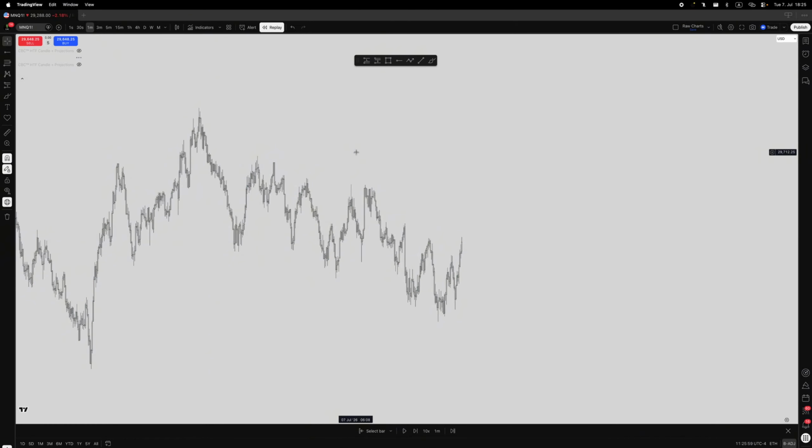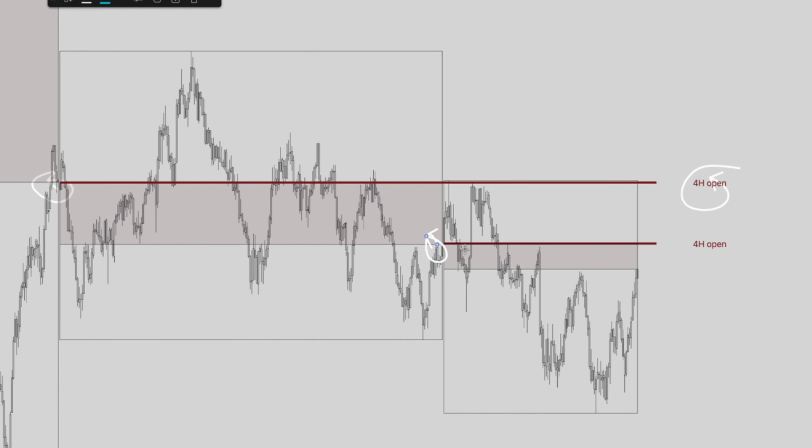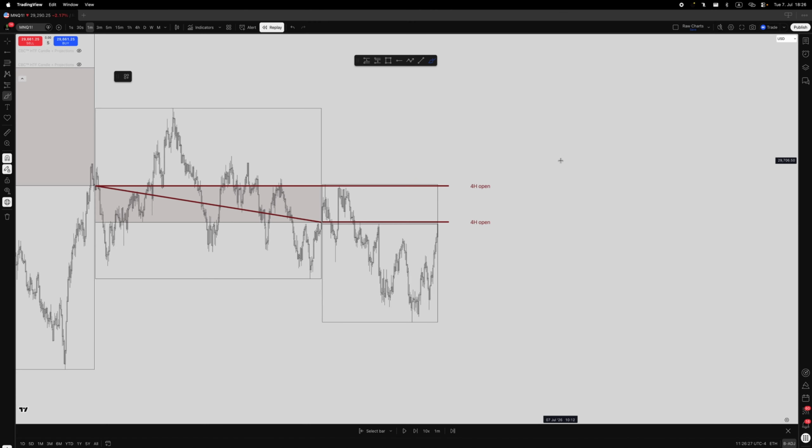But I also use 4-hour candles. This is the previous 4-hour candle, as you can see, and this is the previous 4-hour candle open. Price closed there. This is the new open. And we know that the previous candle was bearish, right? So what do we expect if the price pulls back? We want to see continuation.